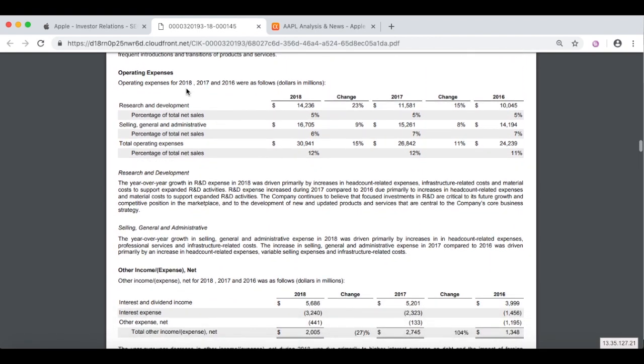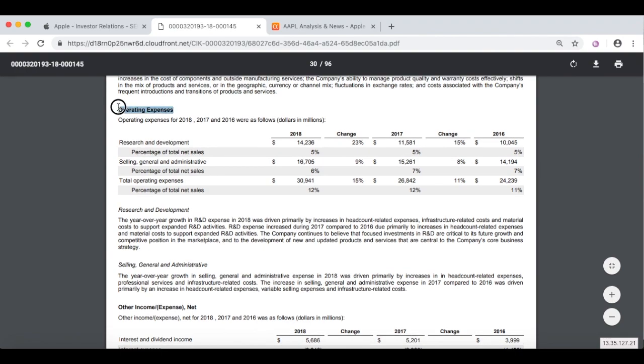Research and development, operating expenses. Now we get down to the nitty gritty here. Look at this research and development. This is in millions, guys. $10,000, a lot of money. 10 million, a lot of money. 10 billion, even more, spent on research and development. But it holds steady at 5% of sales.